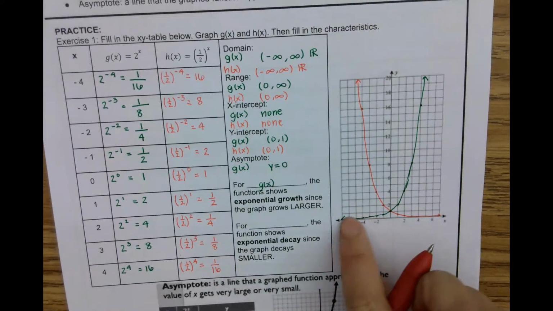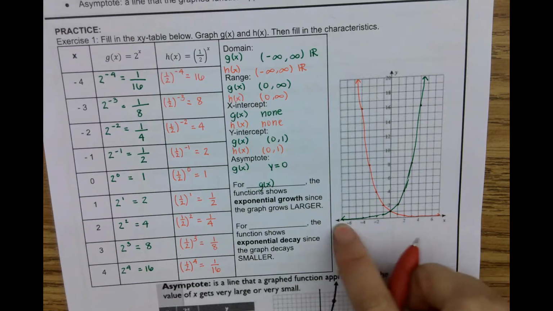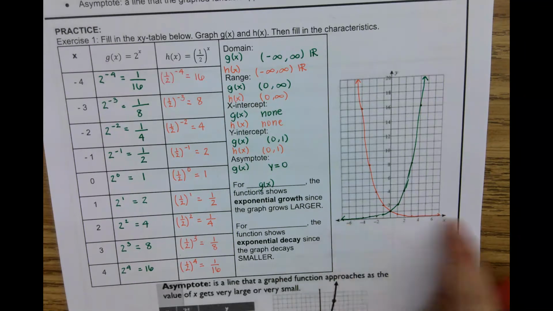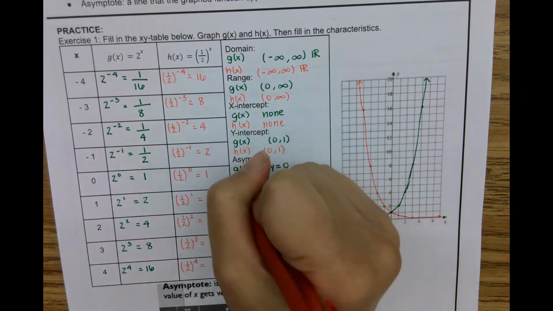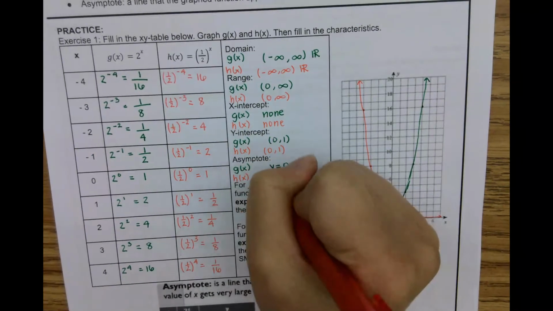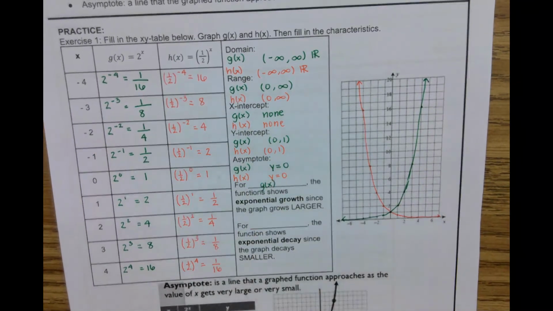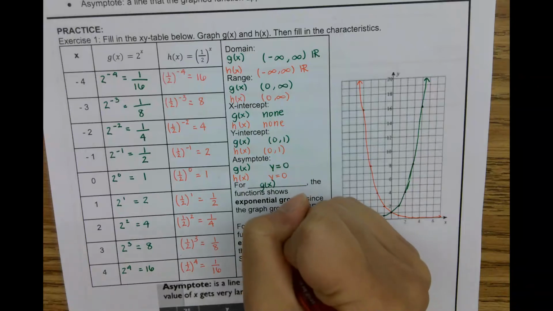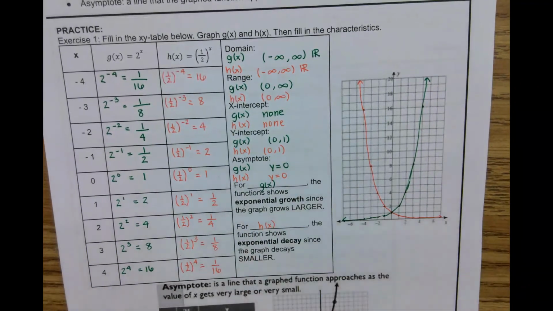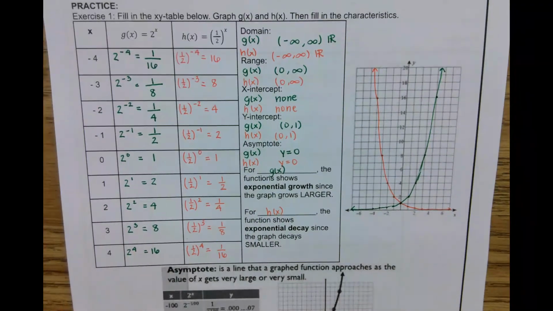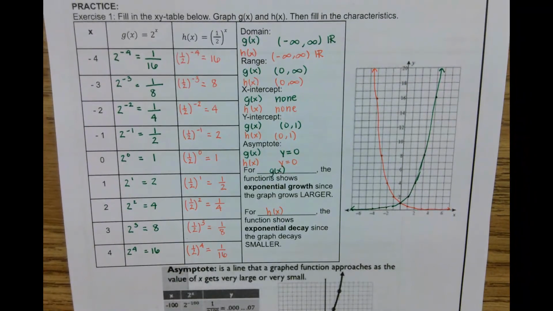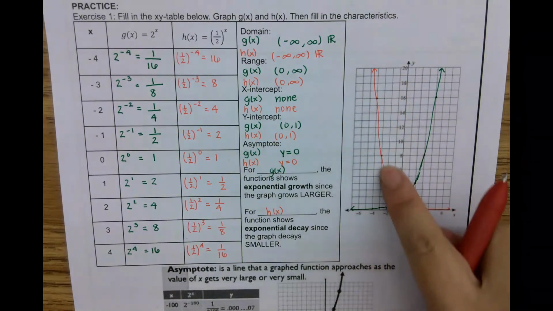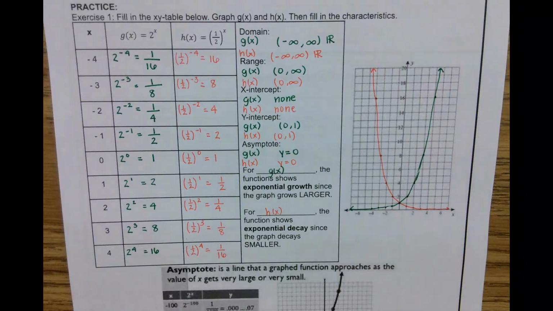Asymptote: the line it gets closer to but never touches. This line has an equation of y equals 0. And so, for the function h of x, the function shows exponential decay, since the graph decays, it gets smaller and smaller.